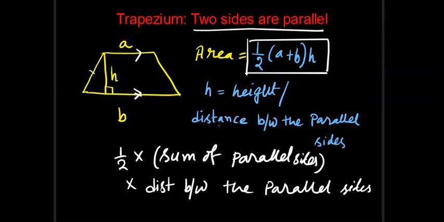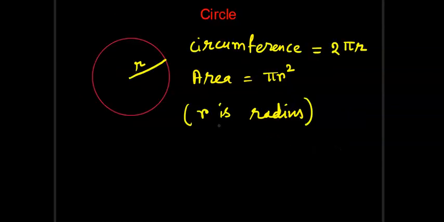Now there is trapezium. What is trapezium? Where two sides are parallel. So here the A and B two sides are parallel. Now area of the trapezium is half into A plus B into H. That is half into sum of the parallel sides into distance of the parallel sides, that is perpendicular distance of the parallel sides. That is area of a trapezium.